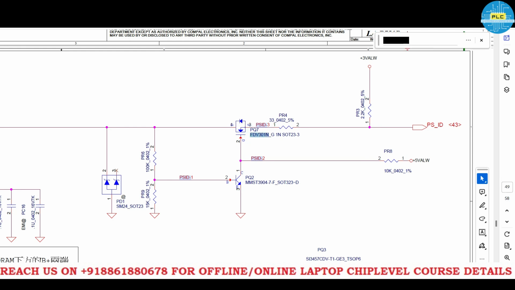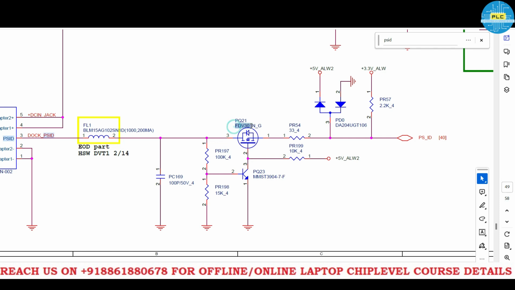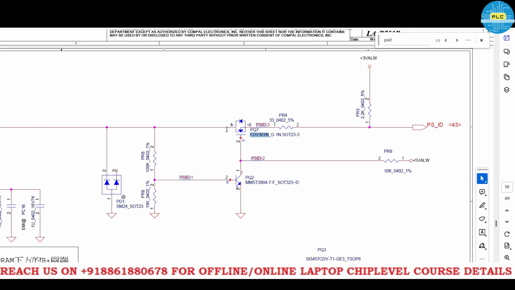What is that? FDV301. Here FDV301. See, in both schematics, both transistors, both MOSFETs are the same. If you have any issues with this particular laptop, you can remove it from the other laptop also. That possibilities are there. We can check it here. See, both are the same MOSFETs, and here the 2.2K concept is the same, and the 33 ohms resistor concept is also the same. Finally, it's going to Super IO.